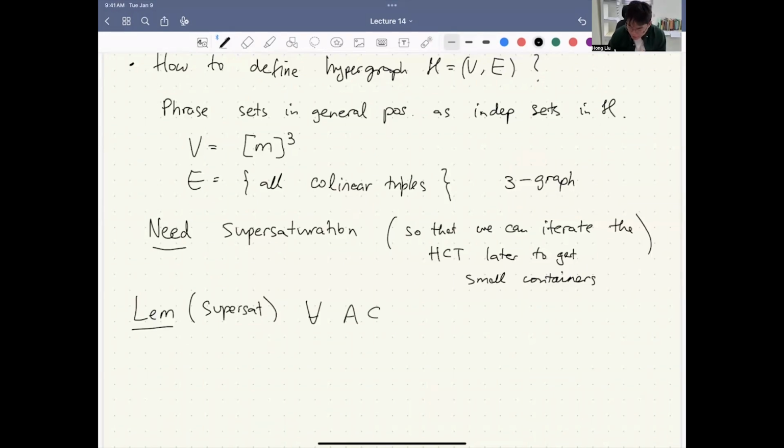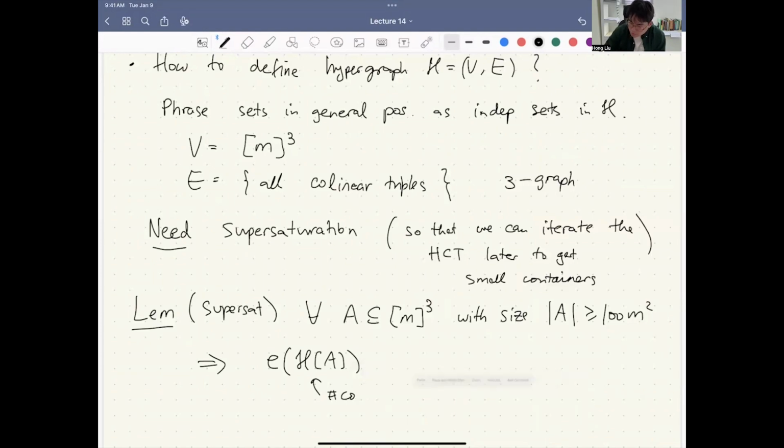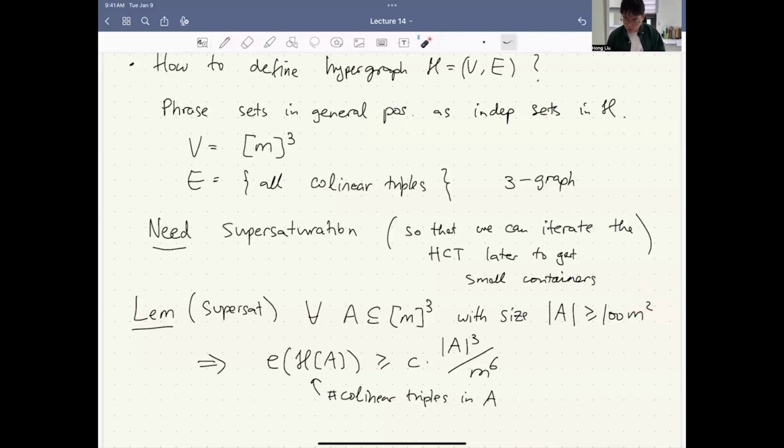For any set A, a subset of the cube [m]^3, with size at least 100 times m squared, the number of hyperedges induced on A, which just means the number of collinear triples in A, is at least some absolute constant C times |A|^4 over m^6. Sorry, I made a mistake. It should be 4.